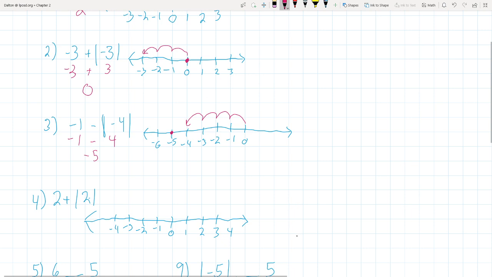Number 4. 2 plus the absolute value of 2. Again, absolute value of 2 is asking us how far away from 0 is 2. 2 is 1, 2 away from 0. So rewriting this, I have 2 plus 2. 2 plus 2 equals 4. So I put my point on 4.